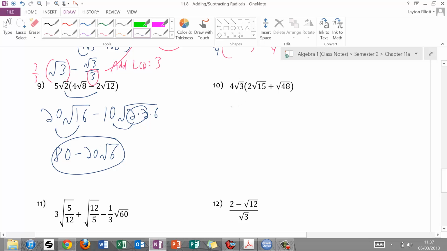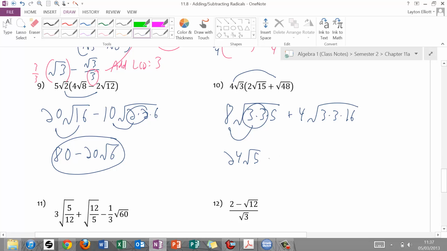Next one, 4 times 2 is 8, 3 times 15, I'm going to leave it as 3 and factor the 15 into 3 times 5, plus 4 times 1 is 4, and then the radical part we're going to have is 3 times, and 48 is 3 times 16. See, the 3's are going to come out as 3 times 8 is 24, radical 5 stays. And these 3's come out, and the 16 comes out as a 4, so we have 4 times 3 times another 4, which is 16 times 3, or 48.